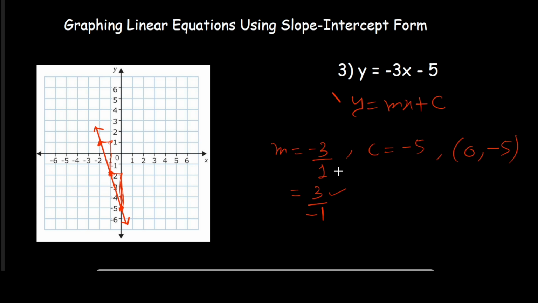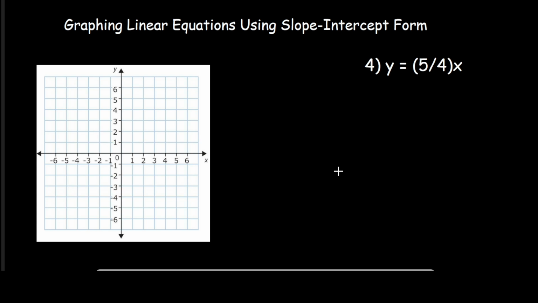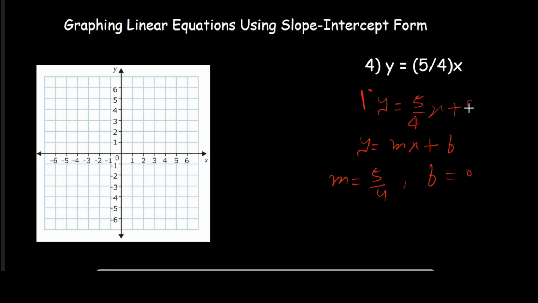Now moving to the next problem, which is y equals 5 over 4x. Now let's compare this equation with y equals mx plus b. If we compare this equation, it gives us m equals 5 over 4 and b equals 0, because we don't have any number, so we can write it as 0. So b is 0.